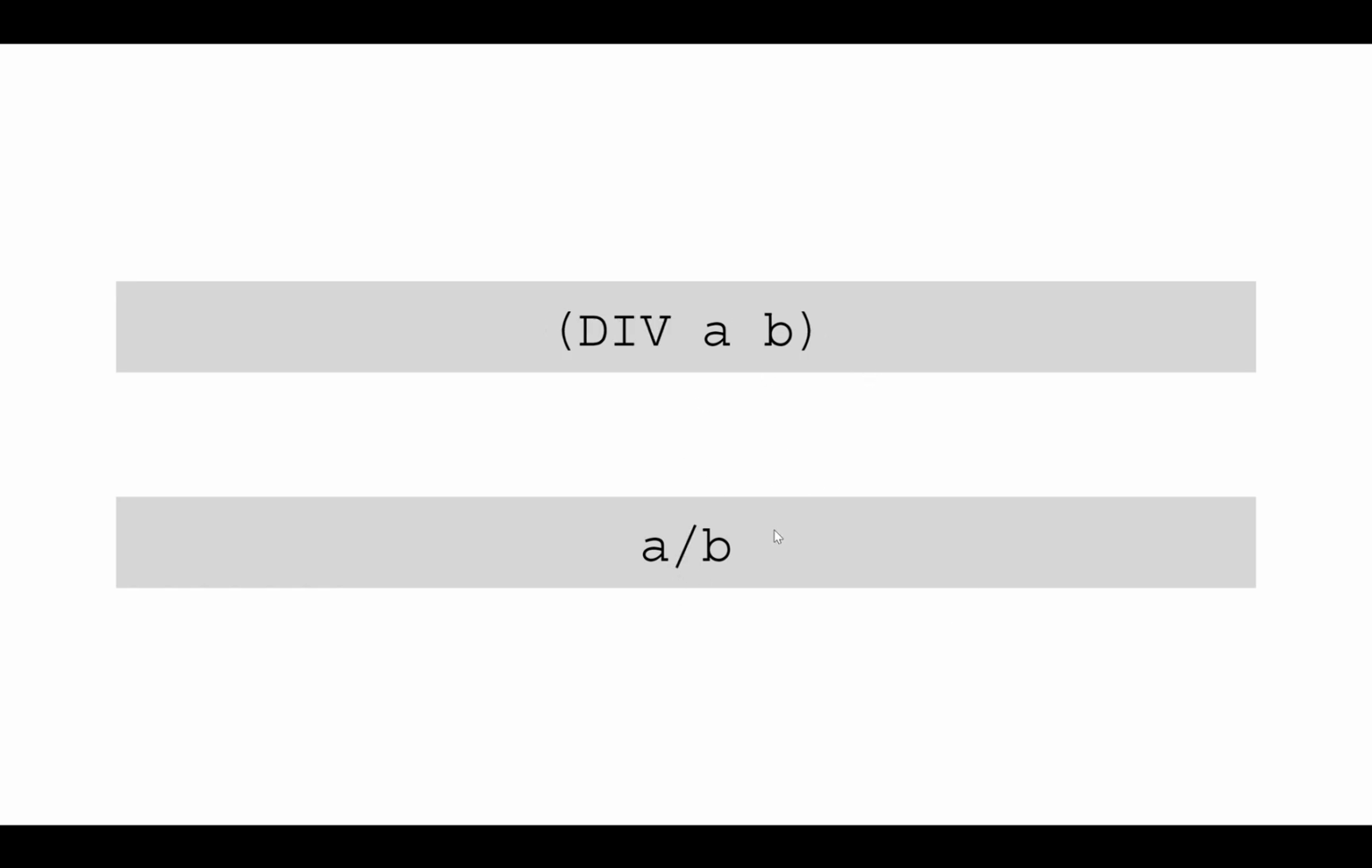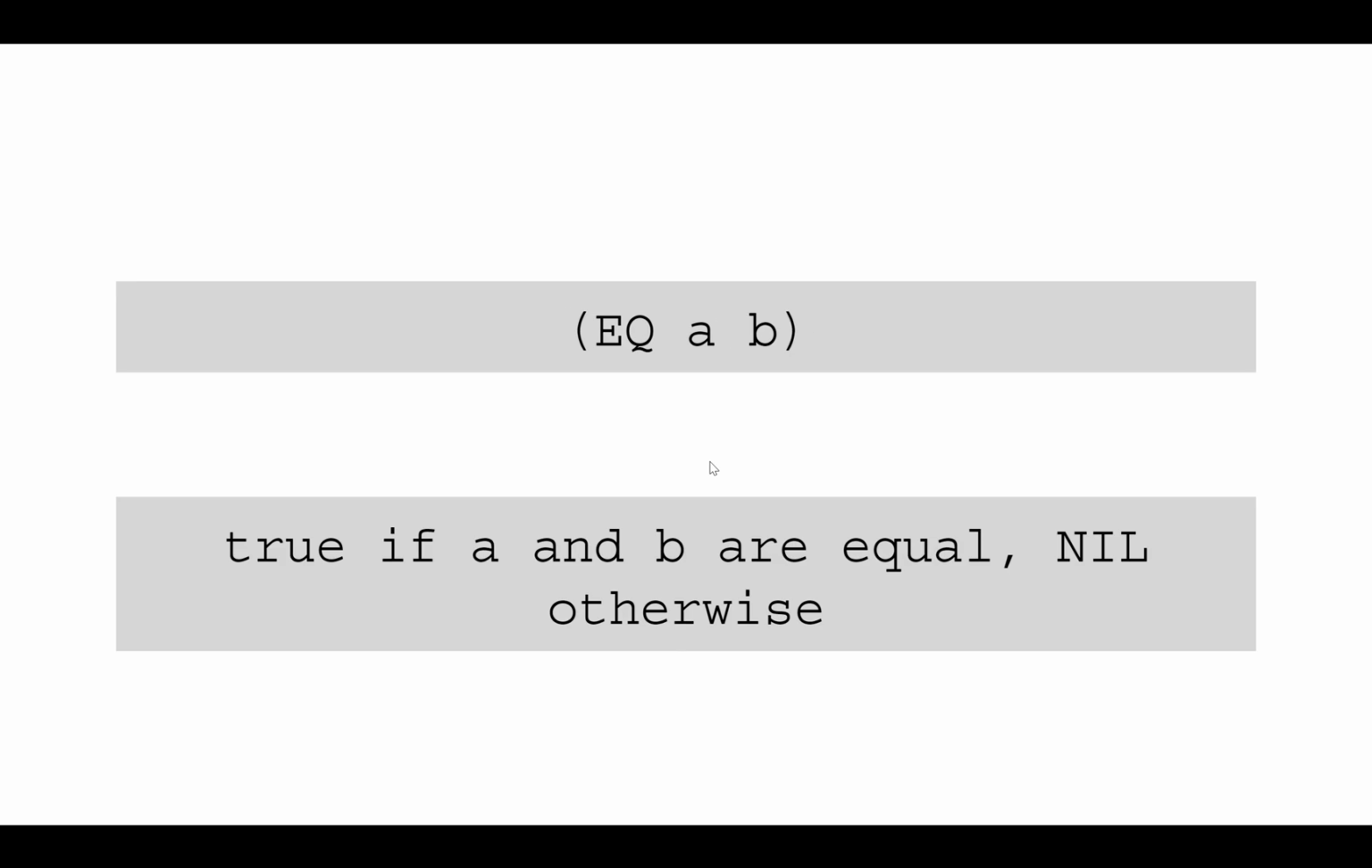Div a b is a divided by b. Square a is a times a, or a squared. Exp a n is a to the power n, so a is the base and the exponent here is n. Eq, short for equals: eq a b is true if a and b are equal, and is nil or false otherwise.